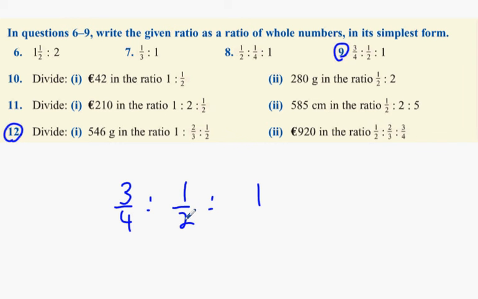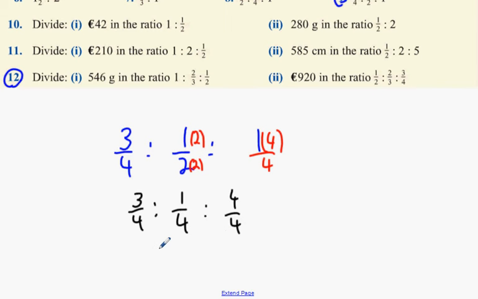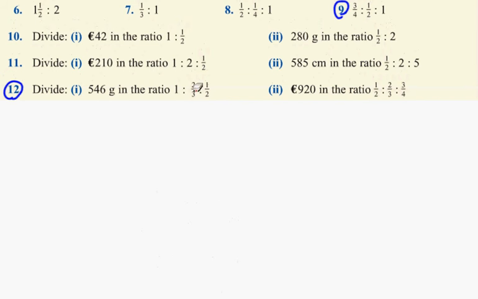Same denominator would be like this. If I could change a half into quarters, how would you change a half into quarters? Top and bottom by 2. How would I change the number 1 into quarters? 4 top and bottom. And what I'll end up with is this, guys. I'll end up with 3/4 is to 1/4 is to 4/4. And see the way they're all over the same denominator? It's basically 3 is to 1 is to 4. Same thing.